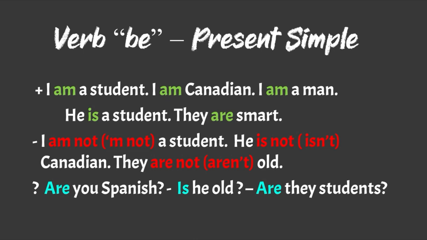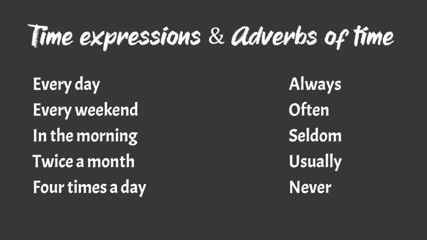What happens with a negative sentence? Well, you just write not after the verb to be, like I'm not a student. He is not or he isn't Canadian. They are not or they aren't old. So what about questions? Well, in questions we have to invert the subject and the verb to be. Like, are you Spanish? Is he old? Are they students? So that's the present simple for the verb to be.